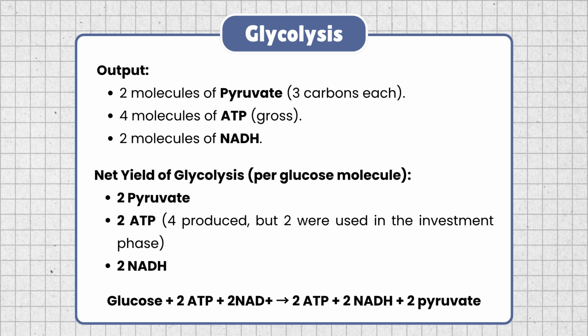Since we had to spend 2 ATP in the initial investment phase, the overall profit, or the net yield of glycolysis, is 2 ATP, 2 NADH, and 2 pyruvate. This entire process can also be summarized by the simple equation: glucose plus 2 ATP plus 2 NAD+ yields 2 ATP plus 2 NADH and 2 pyruvate.